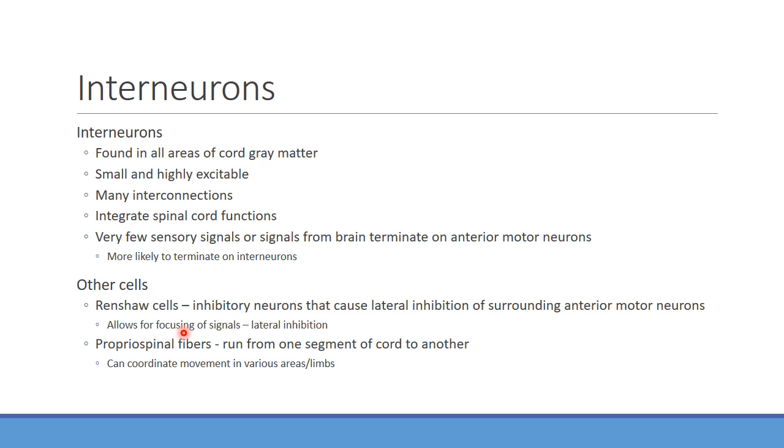So again, we also have these propriospinal fibers. These are typically running from one segment of the cord to another, maybe just terminating in one other segment. Could be multiple segments it's going to be running to. And these are going to help to coordinate movement, say, in various areas of the spinal cord and various limbs. So these are also very important for helping to send different signals to either excite or inhibit the muscles.